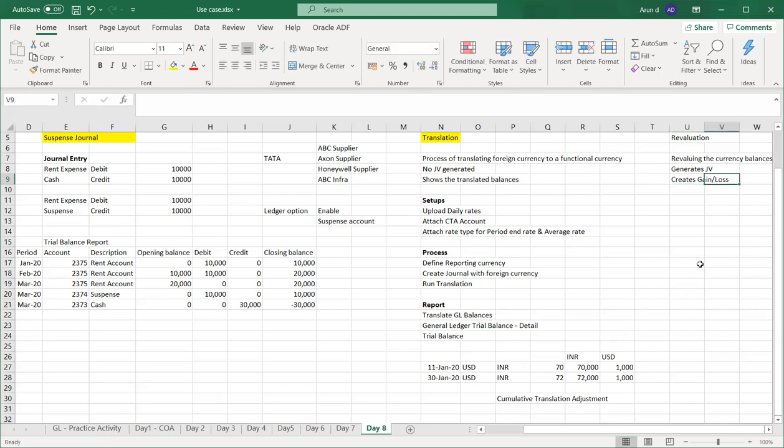So basically, if we run the revaluation, this will generate a JV and inform us whether this is a gain or loss. Okay. So the setup for this would be, again, to upload the daily rates, and apart from that we will have the template for this.